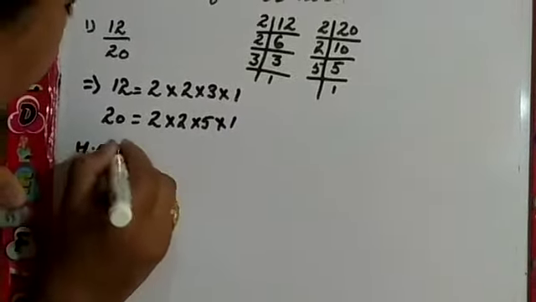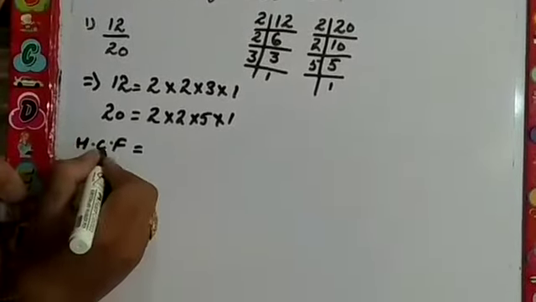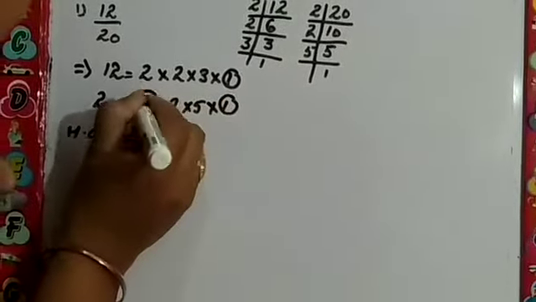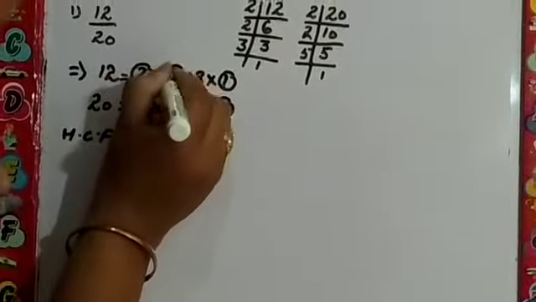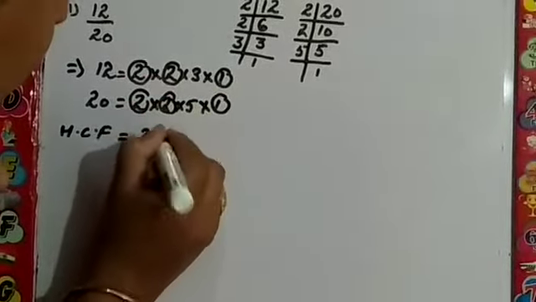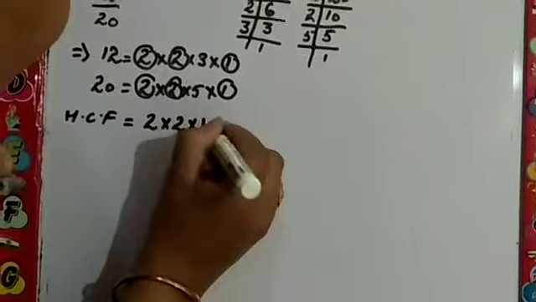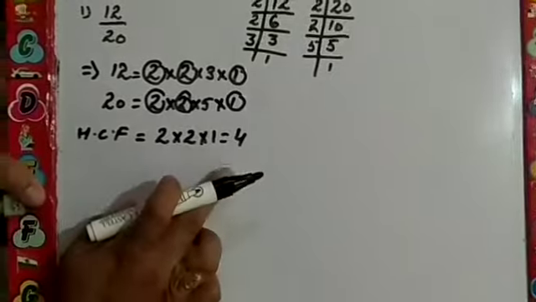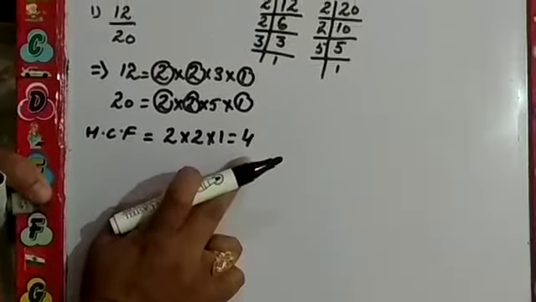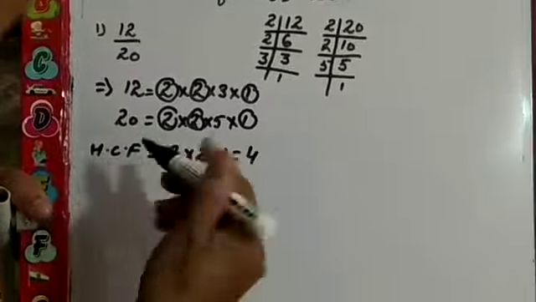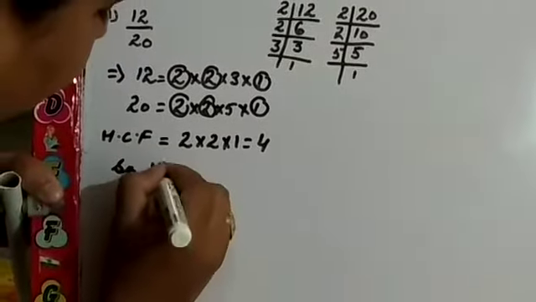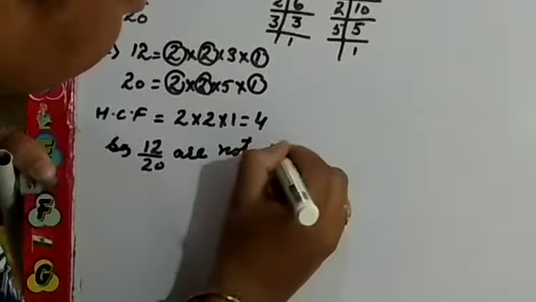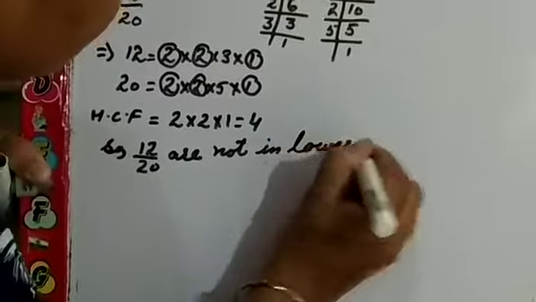Now we are going to find the HCF, highest common factor. Circle the numbers which are common in both. 1 is common here, 2 is common here, again 2 is common here. Means 2 into 2 into 1, that is 4. If your HCF is 4 not 1, if we get any number other than 1 as HCF, then these fractions are not in lowest form. So 12 by 20 is not in lowest form.